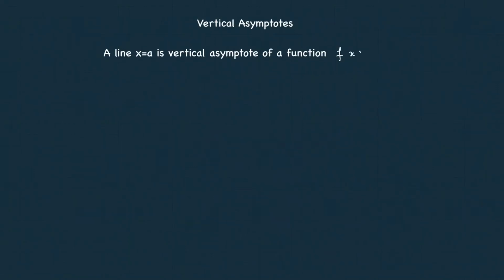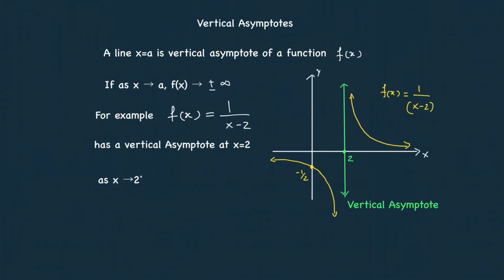Vertical asymptotes. The line x equals a is a vertical asymptote of a function f of x if, as x approaches a, f of x approaches plus or minus infinity. For example, f of x equals 1 over x minus 2, the graph of which is given here, has a vertical asymptote at x equals 2. As x approaches 2 from the positive side, the function f of x goes to positive infinity, and as x approaches 2 from the negative side, the function f of x goes towards negative infinity.